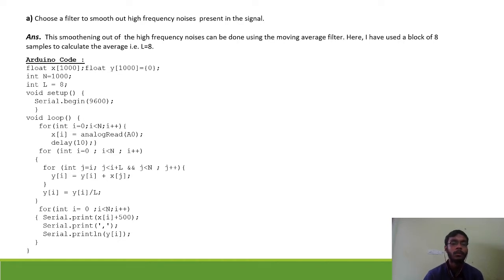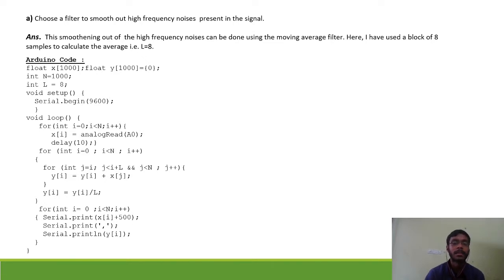We have declared an input and output array, and n, a variable equal to 1000, and L is the length of the block of the moving average filter, which is 8. Now in void setup, Serial.begin(9600), and in the loop we are recording the first 1000 samples from the sensor, then applying the data processing on it, and again recording, and this continues. At first we have declared a for loop for i equal to 0 to i less than 1000, x[i] equals analogRead(A0).